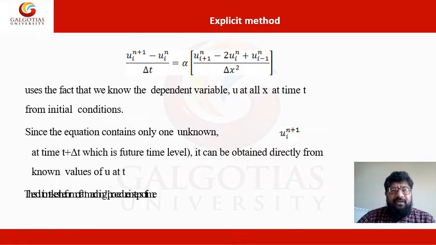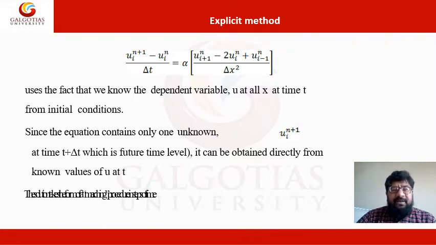So if we put n equal to 0, where n equal to 0 means we are at time t equal to 0, the value of u at any i node at n equal to 0 is known. Similarly, the value of u at node i plus 1 at n equal to 0 is known. So we can calculate the value of u at the future time level, n plus 1. If we put n equal to 0, the value of u_i at 1, the first time level, can be calculated.